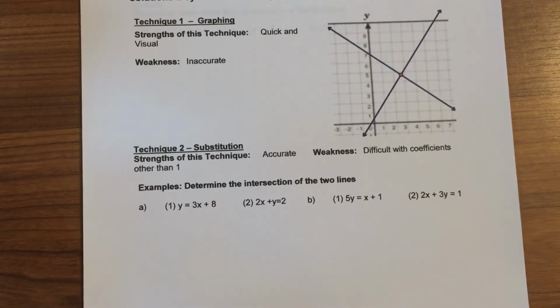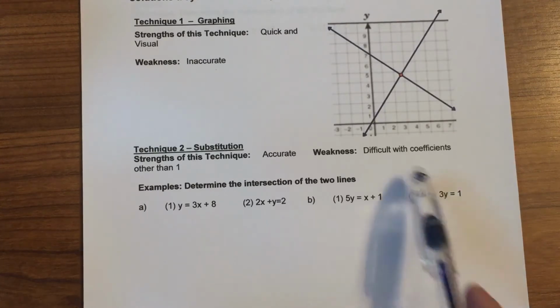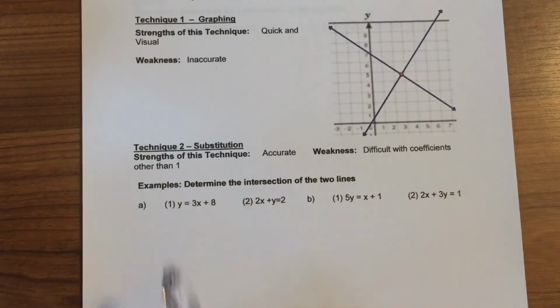Technique number 2 is substitution. Now this one and elimination, we're going to be using a lot. So substitution is very accurate and relies more on your algebraic skills. However, if I ever get a coefficient other than 1, it becomes a little tricky. Well, let's get into some examples of substitution. Then we can talk about some of its weaknesses in our next section.